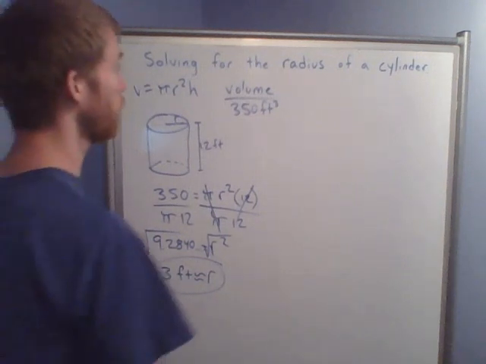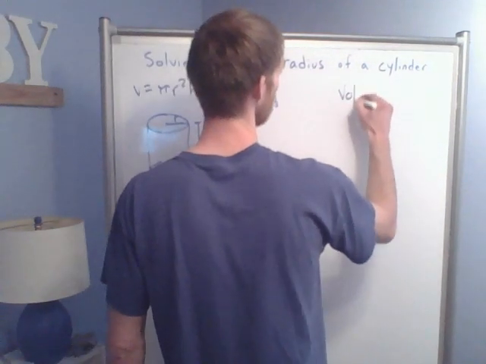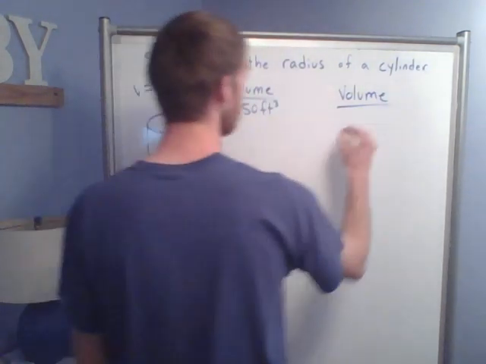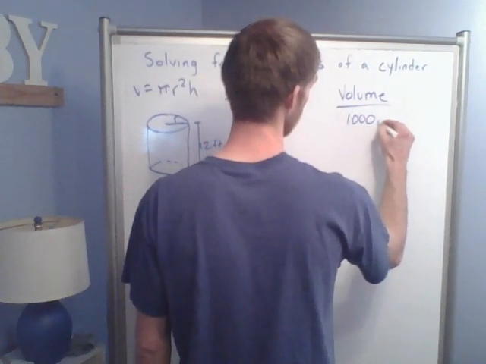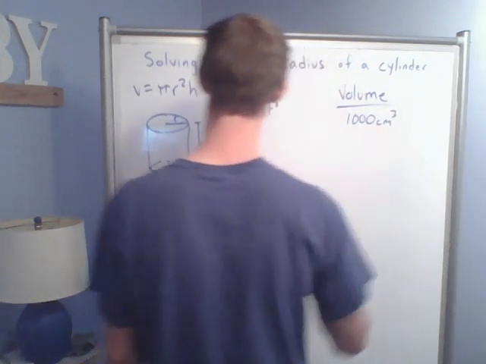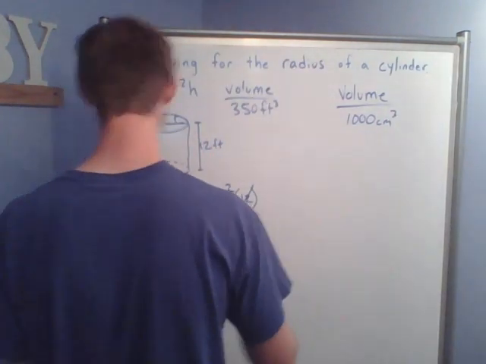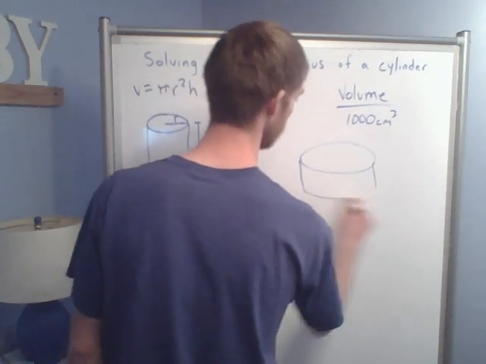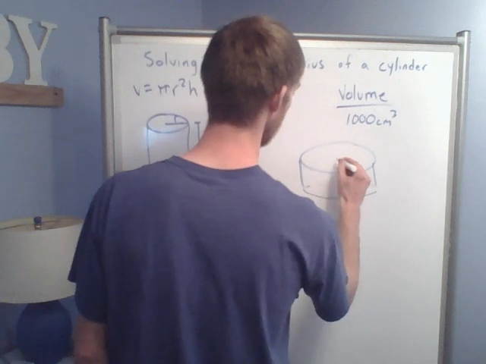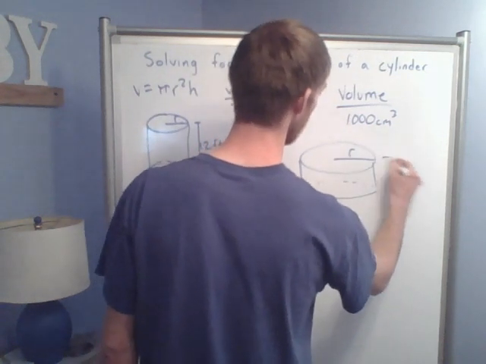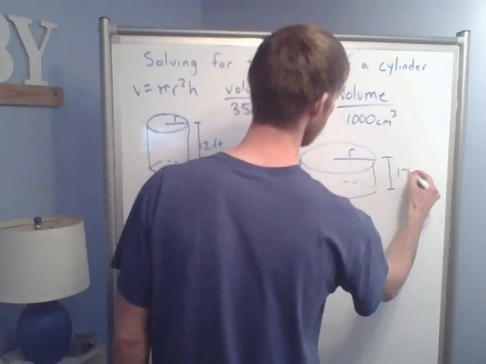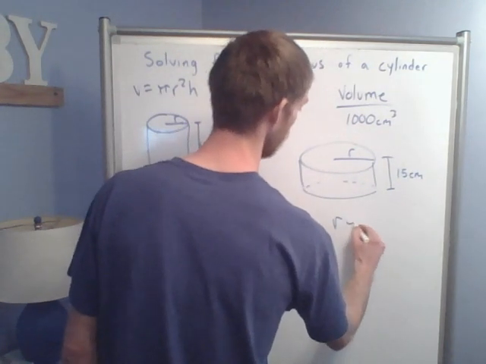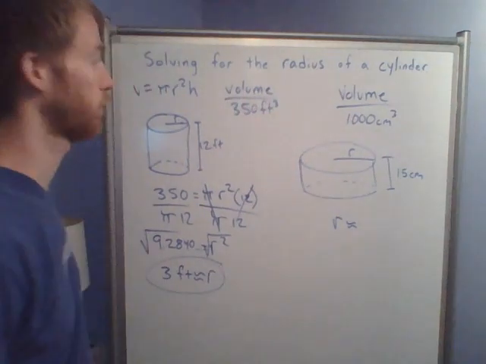All right, you try one. I'm going to give you a volume. Volume's going to be 1,000 centimeters cubed. And here is your shape. Solving for r with a height of 15 centimeters. Let's see what you get for a radius. Pause it. Try it.